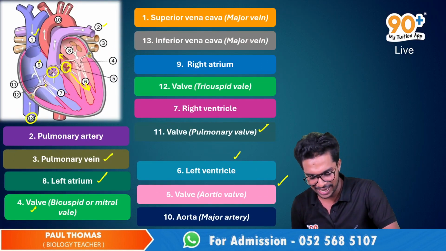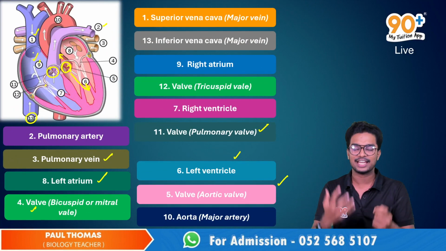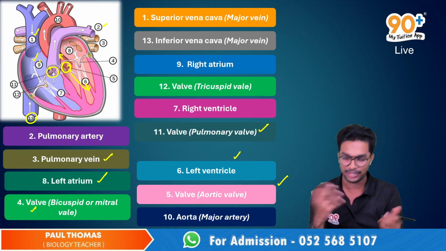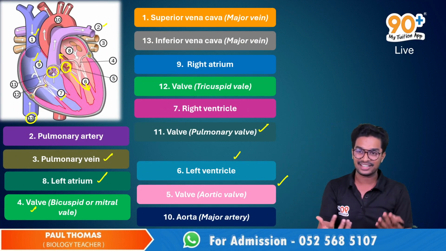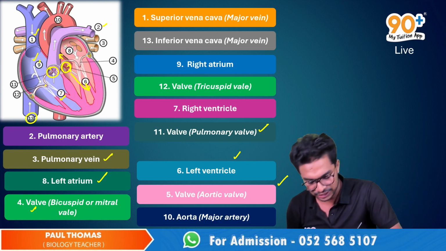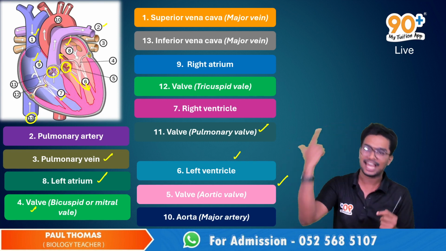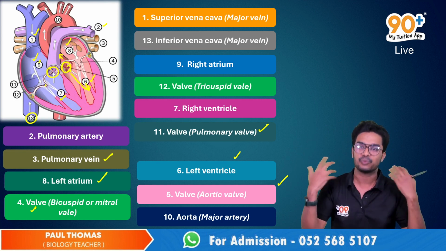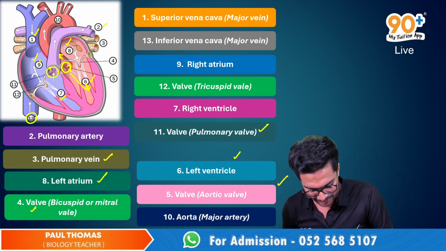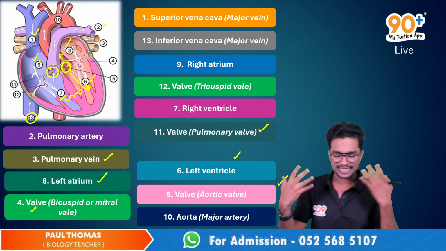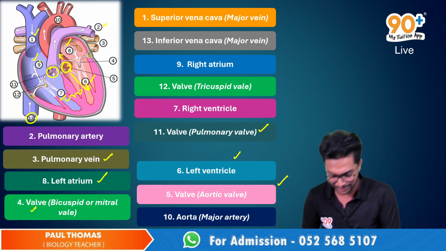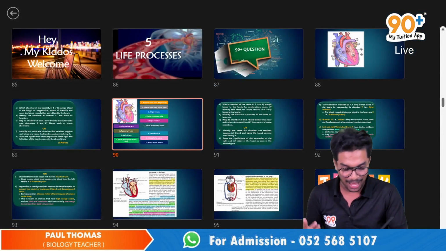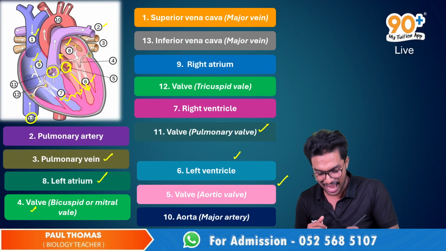What do you mean by chamber 9? The name of chamber 9 is right atrium, and the name of chamber 7 is right ventricle, and the name of chamber 8 is left atrium, and the name of chamber 6 is left ventricle. And they are asking why chambers 7 and 6 always have thicker muscular walls than 9 and 8.